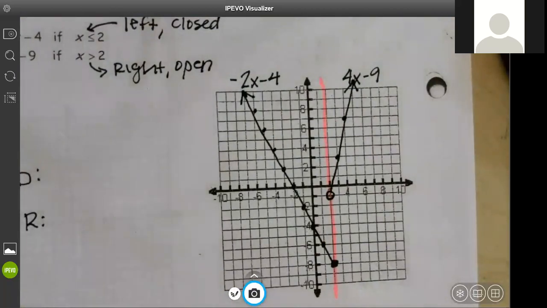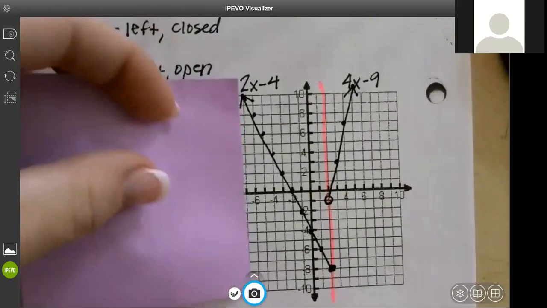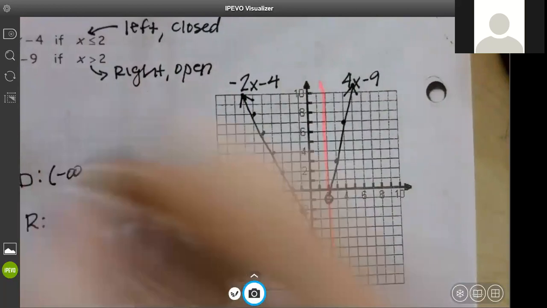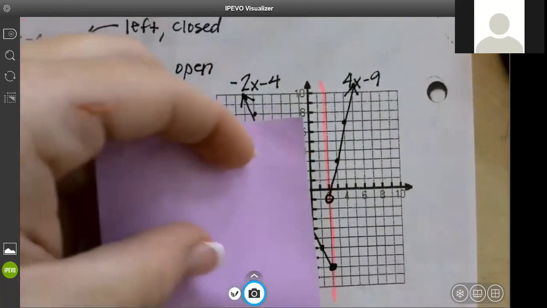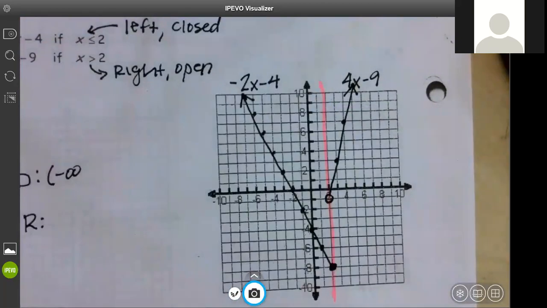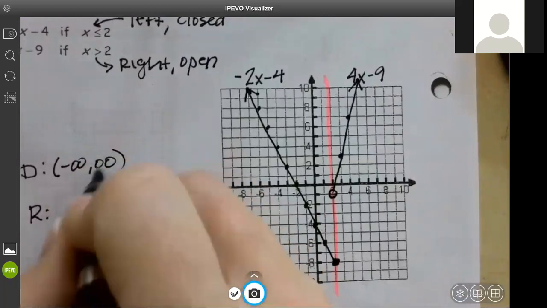All right, so your domain. On the left, I see an arrow, so negative infinity. As I go to the right, I see an open circle, but there's a closed circle touching my Post-it note too, so I just ignore it and keep moving all the way to the left.